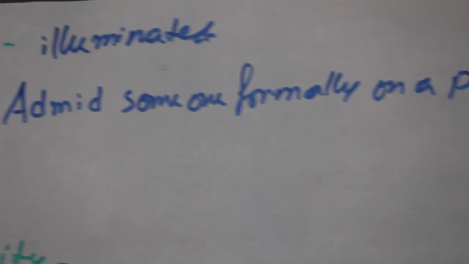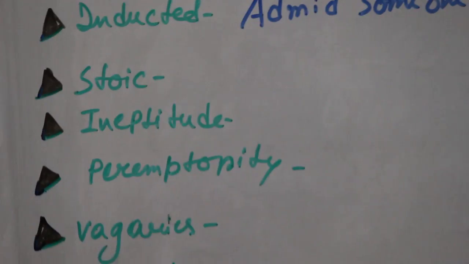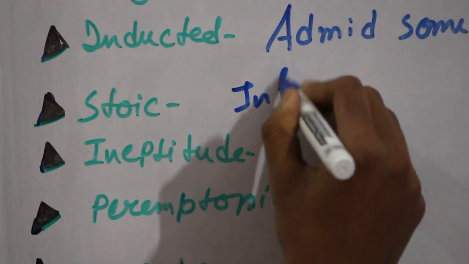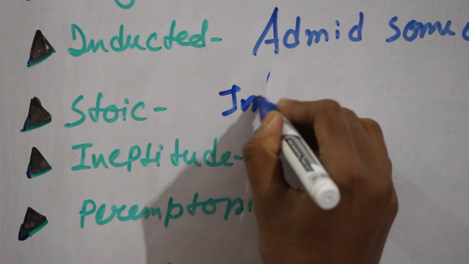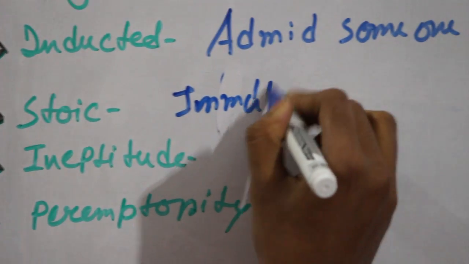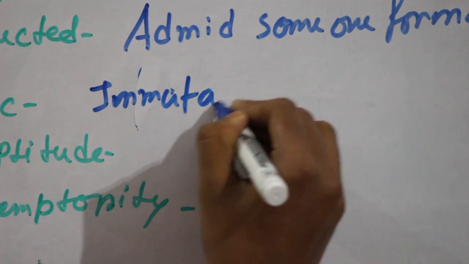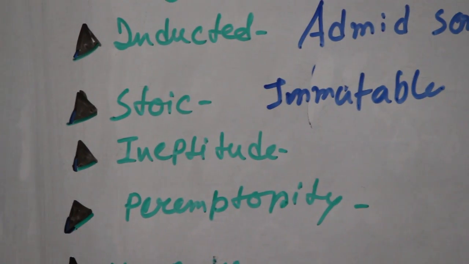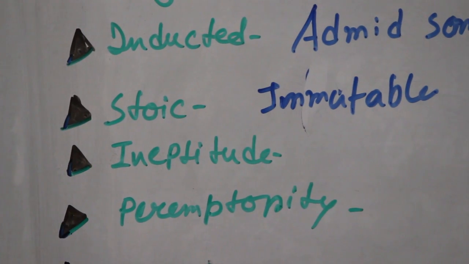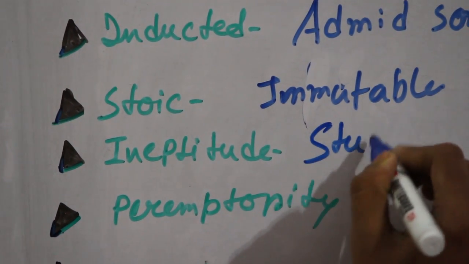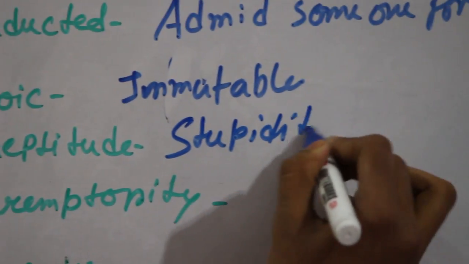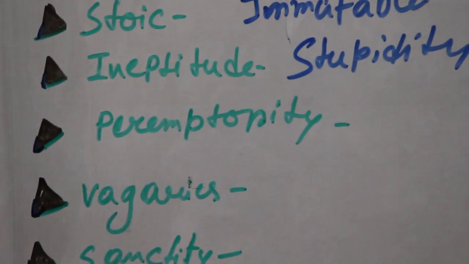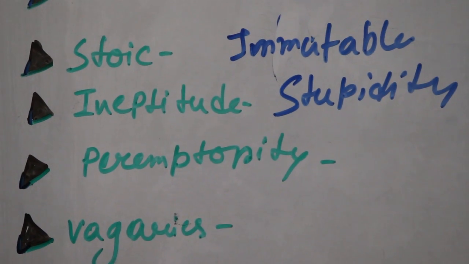Next one is stoic. Stoic means indifferent or immutable. Immutable is the perfect word for this. Next one is ineptitude. Ineptitude is very easy. It means stupidity. Next one is peremptory. Peremptory means insisting, obedient.